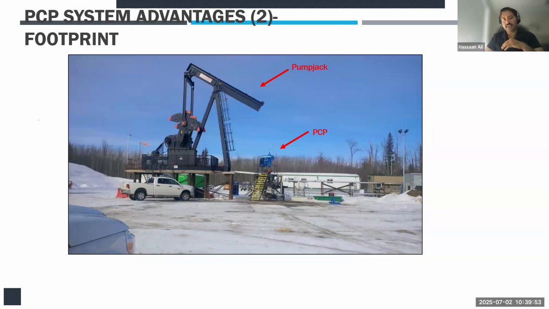With the advancements in technology, rather than using an induction motor, in some locations, if they can, they use permanent magnet motors, which are usually more efficient compared to induction motors. So your CO2 emissions per barrel are also very low compared to the rest of the methods.